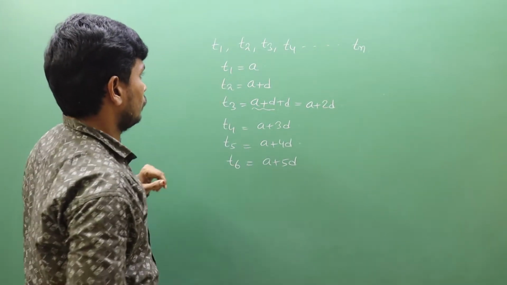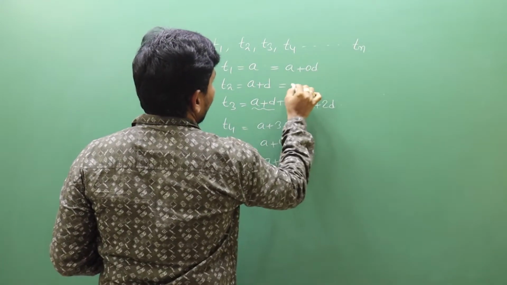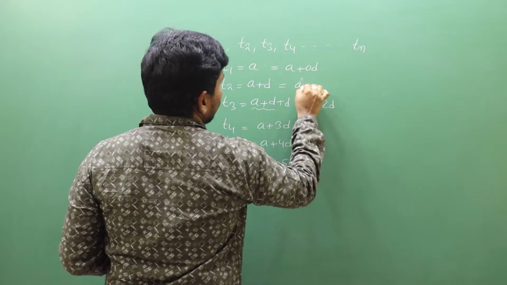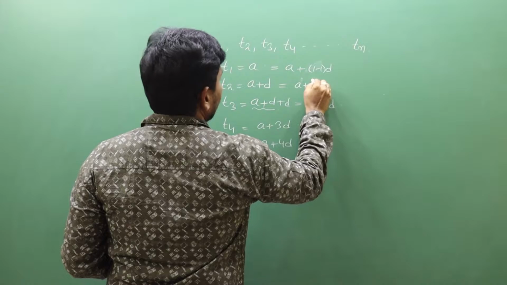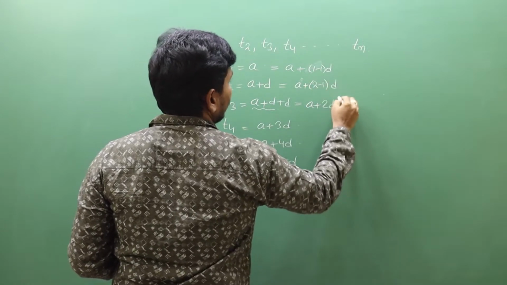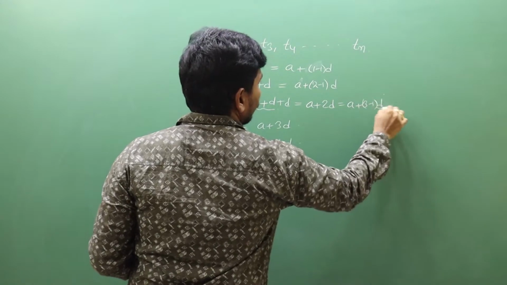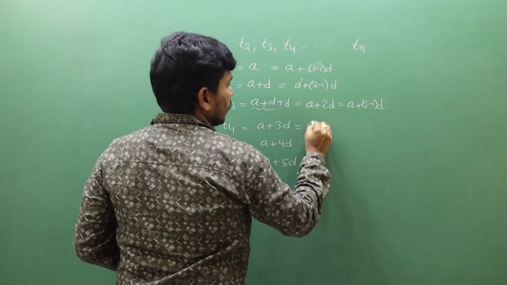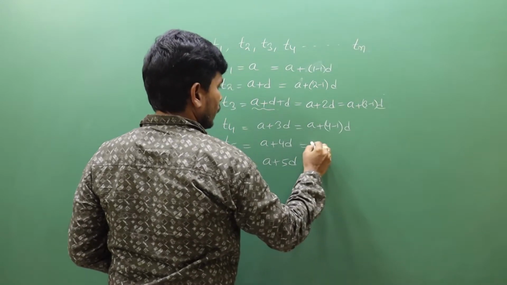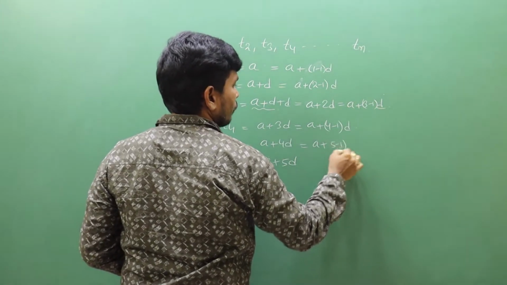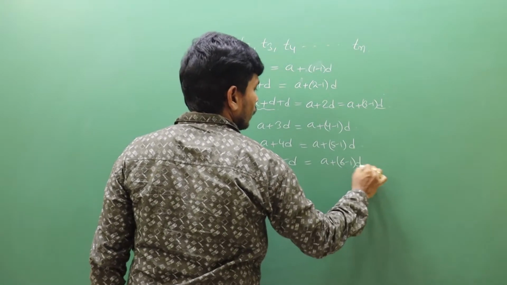Observe here now. This I am expressing as a plus 0d. This a plus 0 is nothing but a plus (1 minus 1) d. This is a plus (2 minus 1) d. This I expressed as a plus (3 minus 1) into d. This I expressed as a plus (4 minus 1) into d. This we can express as a plus (5 minus 1) into d. This we can express as a plus (6 minus 1) into d.